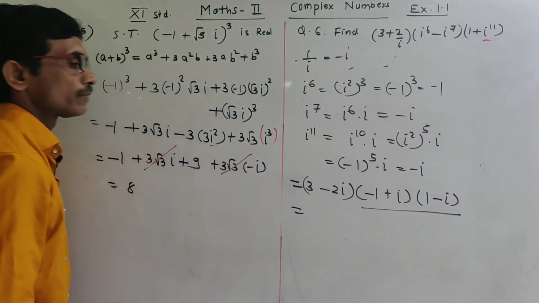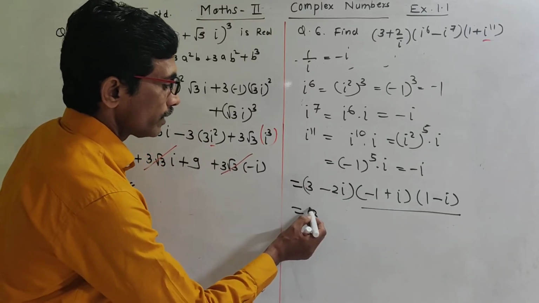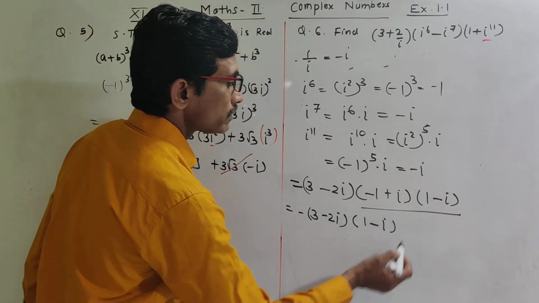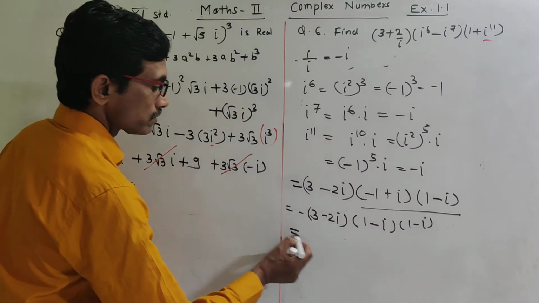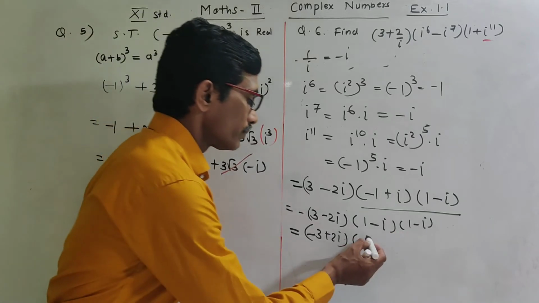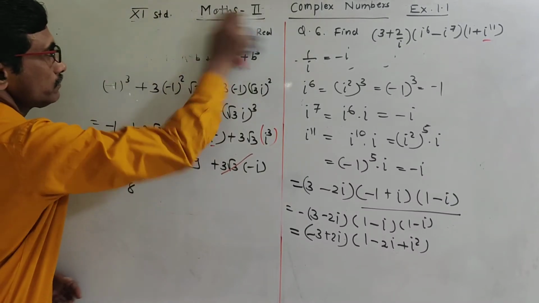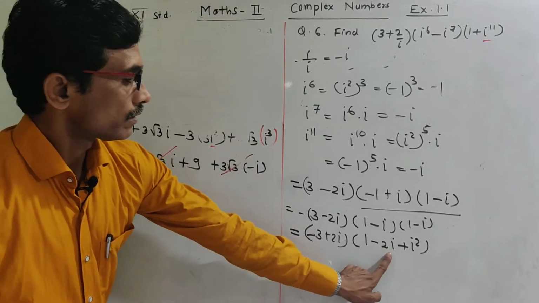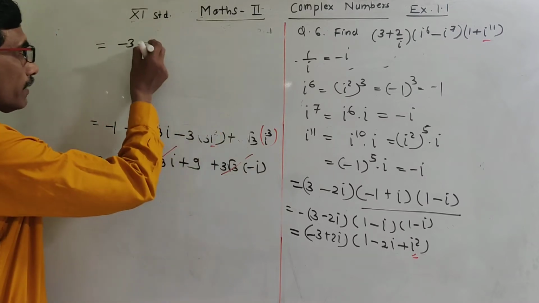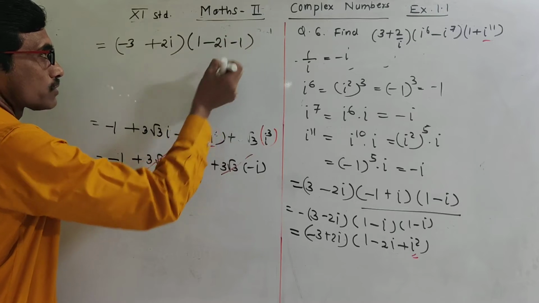This multiplication will be: if we take the minus sign common from here, that will be minus of (3 minus 2i) and this is (1 minus i) and again (1 minus i), so which is -(3 + 2i)... and this is (1 minus i) whole square. (1 minus i) whole square will be 1 minus 2i plus i square, and i square is minus 1, so it is -(3 + 2i)(1 - 2i - 1). The 1 and minus 1 get cancelled.